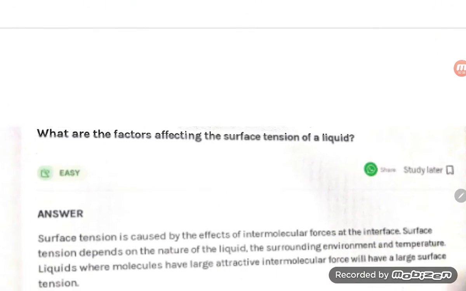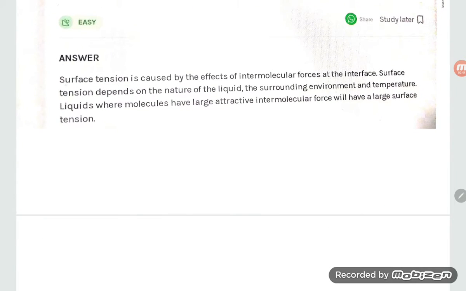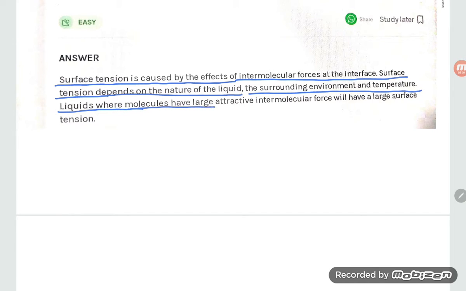Okay students, now let us move to another problem. What are the factors affecting the surface tension of a liquid? Surface tension is caused by the effect of intermolecular forces at the interface. Liquids whose molecules have large attractive intermolecular forces will have a large surface tension.